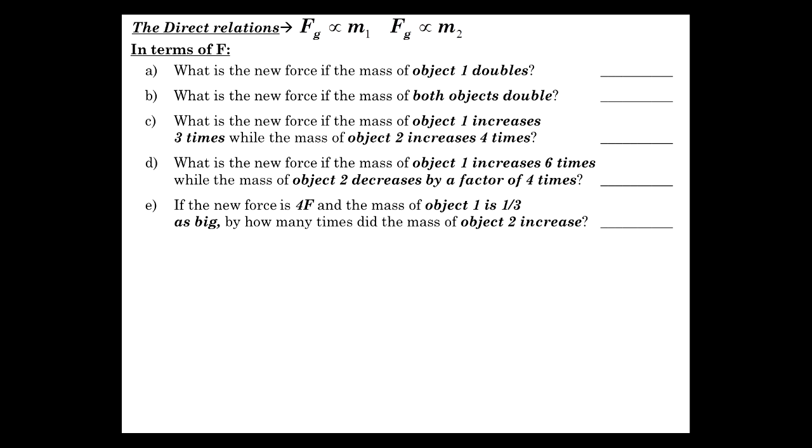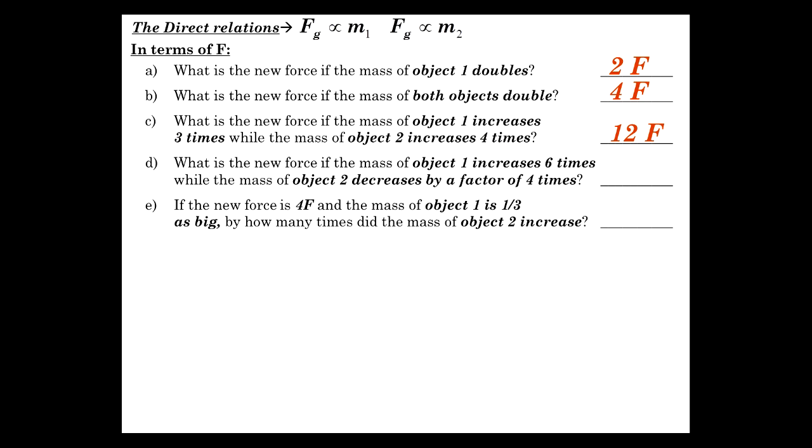This time, let's look at the direct relations, namely that the gravitational force is proportional to each mass. So in terms of the original force, what new force is between those objects if the mass of object 1 doubles? Since it's just proportional, it just doubles. What's the new force if the mass of both objects double? Times 2 for this one, times 2 for that one. What's the new force if the mass of object 1 increases 3 times and the mass of object 2 increases 4 times? 3 times 4, right?